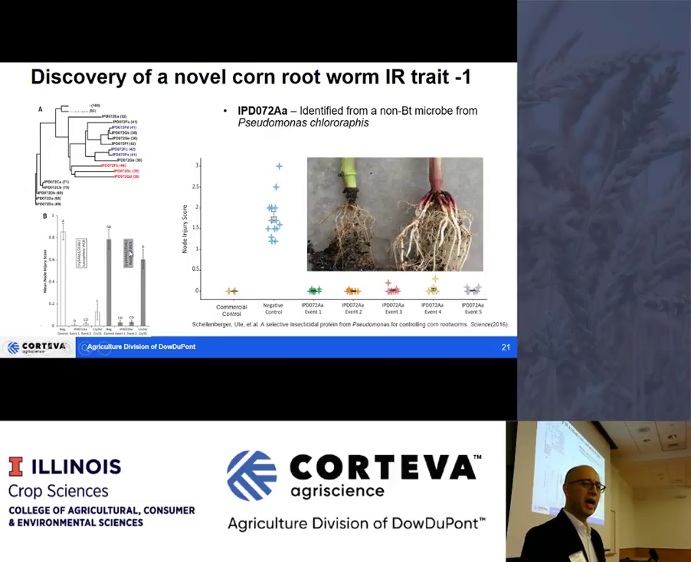And here is what happens when you test against the already resistant insect lineage. The commercial control here is proving susceptibility. This is injury, okay? And you see the new events that we are generating with this IPD72 are showing a very low level of injury. And so that's how we continuously test against what is already happening in the fields.